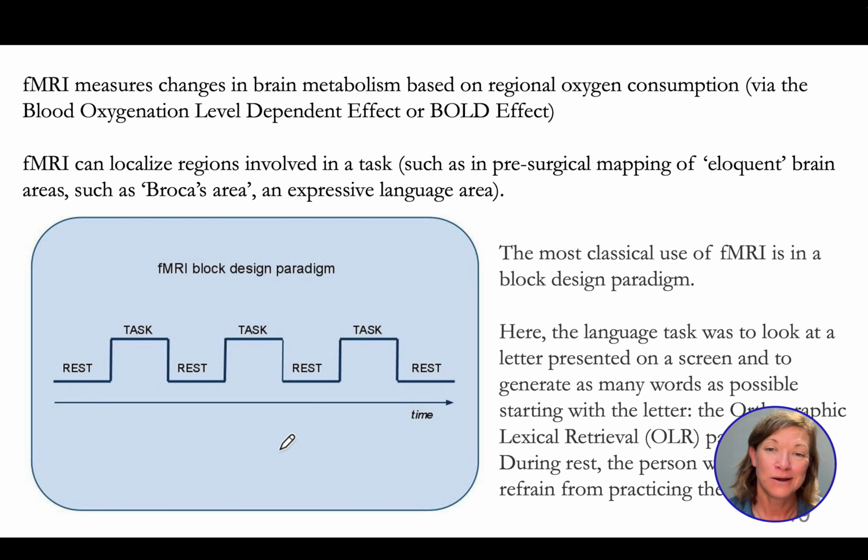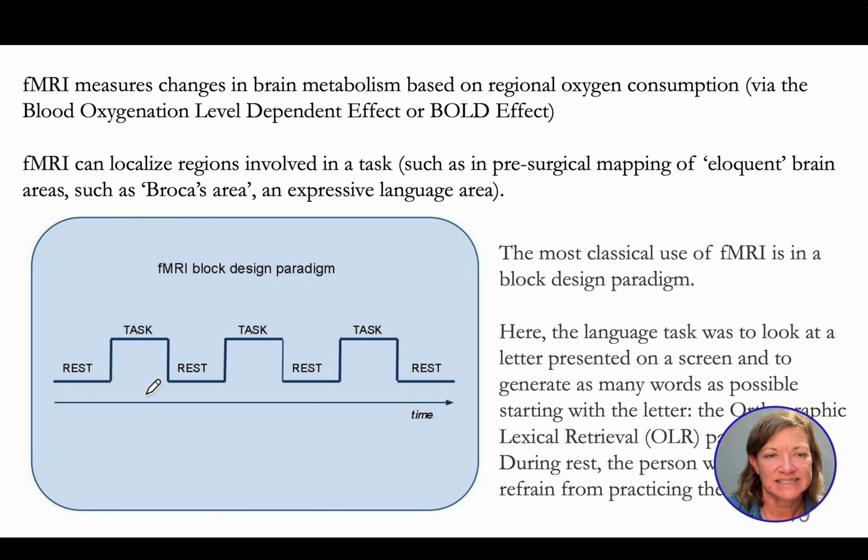Now, if we know where Broca's area is, why can't we just avoid it? Well, the important answer is that Broca's area, and in fact every brain region, is a little bit different in every individual. That's why we do pre-surgical mapping like this.